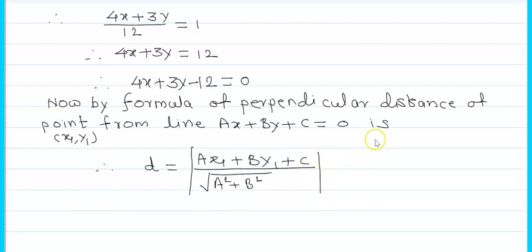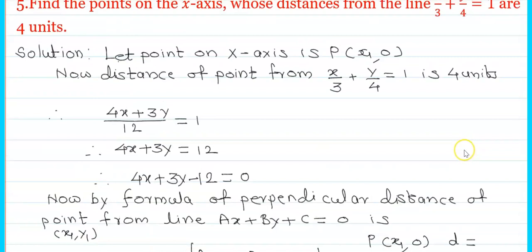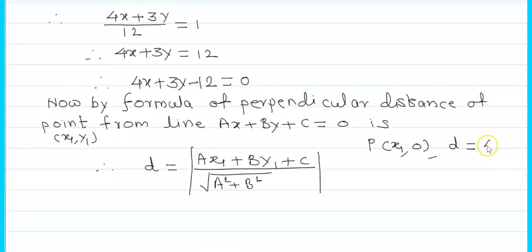Okay. Now substitute the values. That is, the point is x1, 0 and the perpendicular distance is 4 units. D is 4. And what about the equation of the line? The line is 4x plus 3y minus 12 is equals to 0.